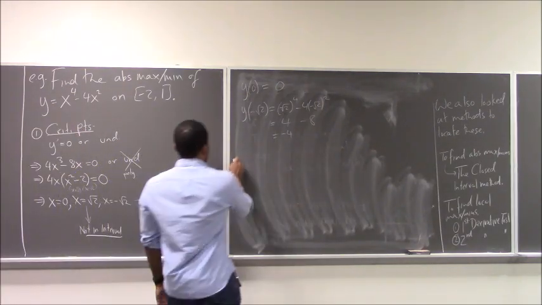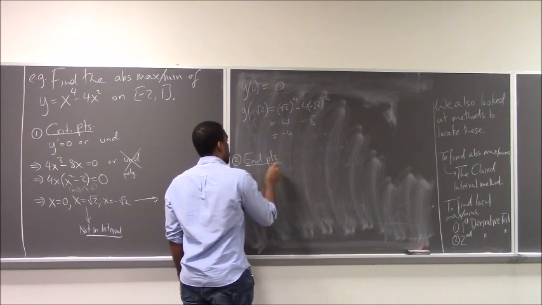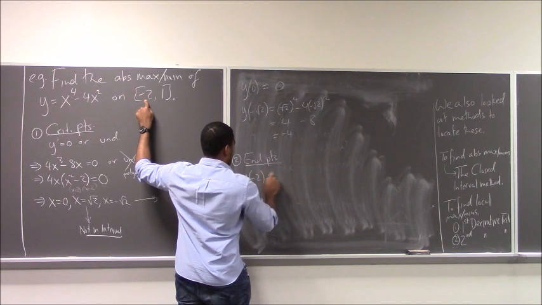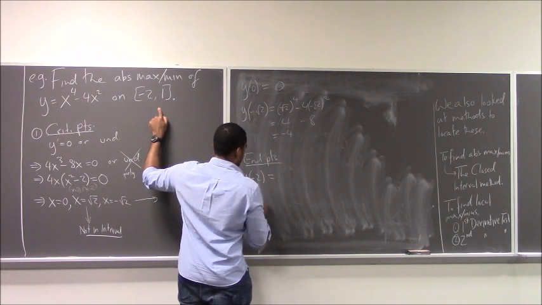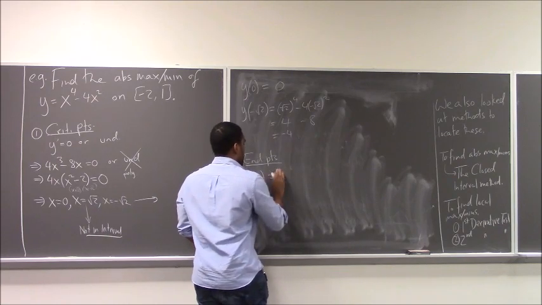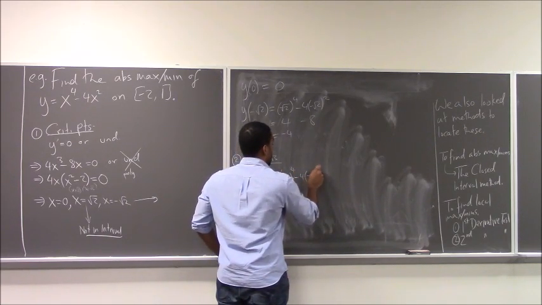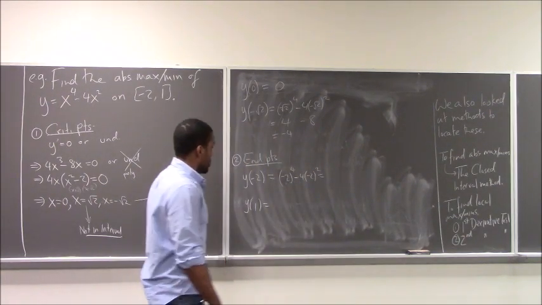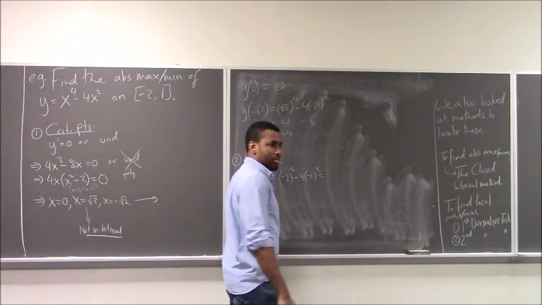And that's all. Then step 2, we check the endpoints. So it means I'm going to find y of minus 2, and I'm going to find y of 1. So this is going to be minus 2 to the 4th minus 4 times minus 2 squared. And that gives us what? That's 16 minus 16.